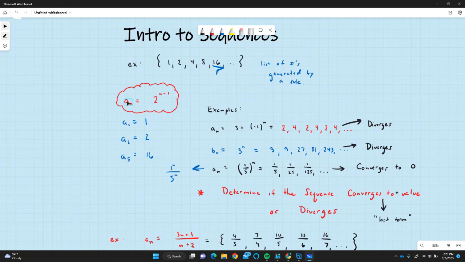The notation a means the sequence is called a, and the subscript n is the number of the term in the sequence. So to get the first number of the sequence, you plug in 1 for n, and you would get 1. To get the second number, you'd plug in 2, and you'd get 2. To get the fifth number, you'd plug in 5, and you get 2 to the fourth, which is 16. So we can generate a sequence using this, which is called the explicit formula for the sequence.